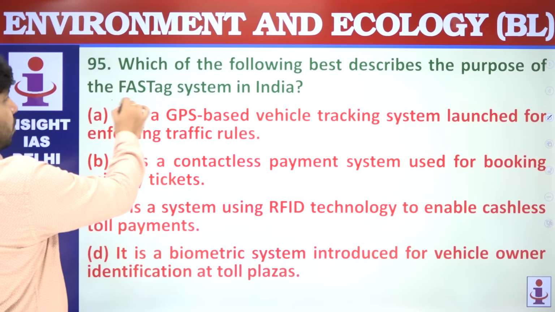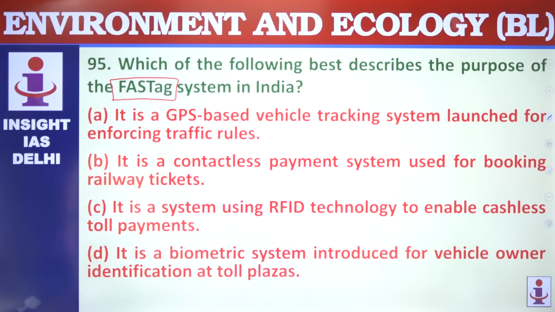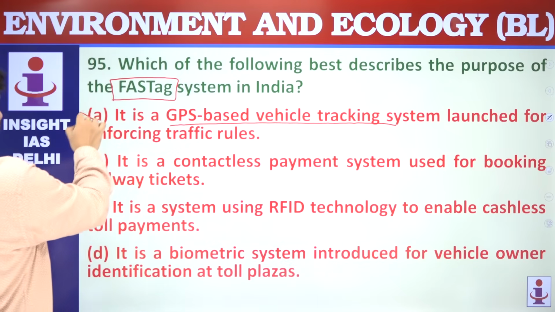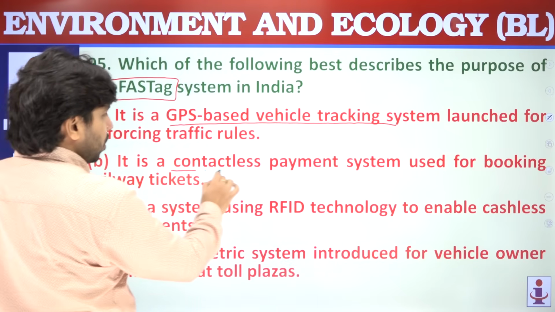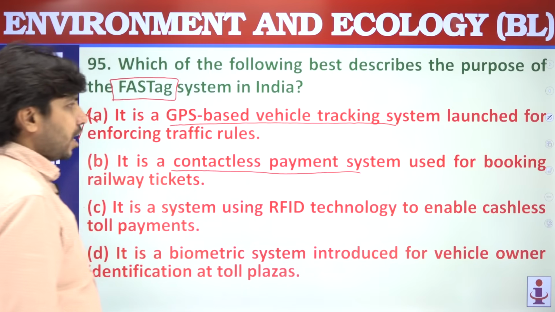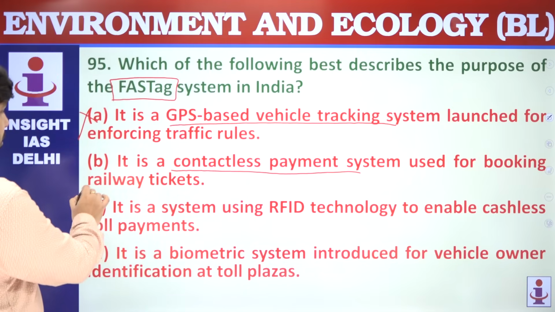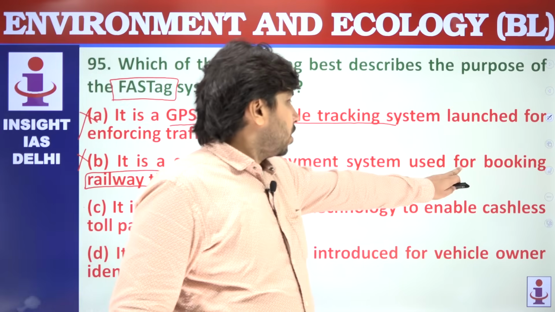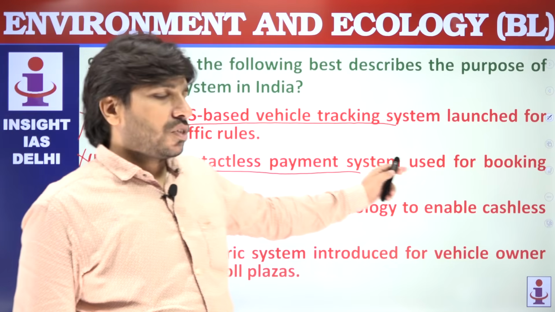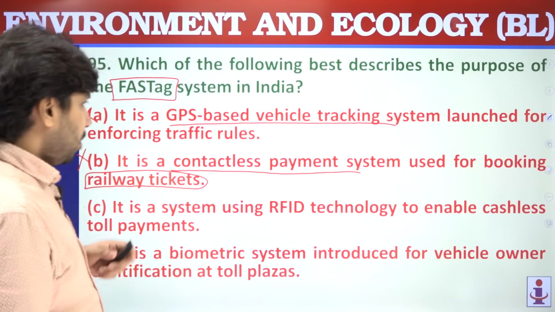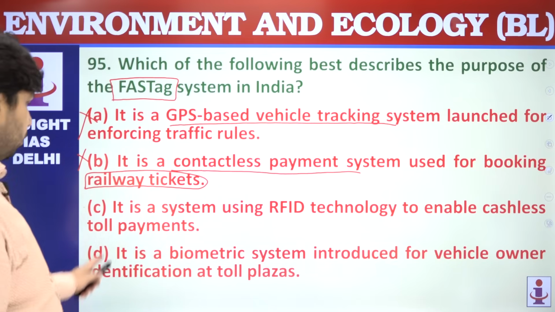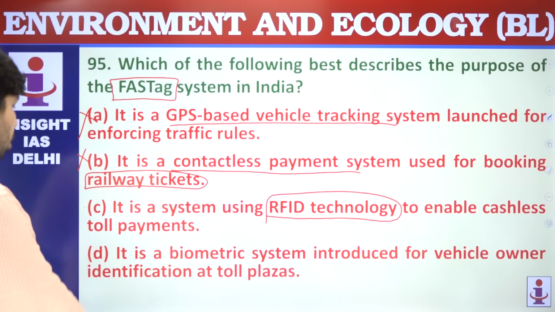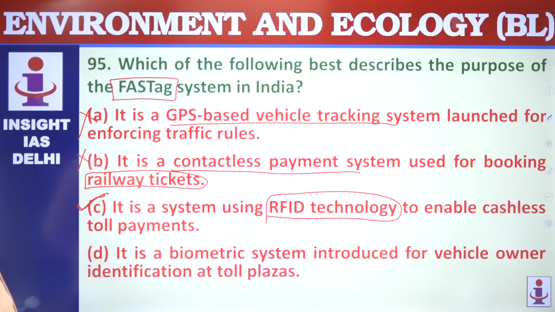Purpose of FASTag. FASTag you must have heard of. A GPS-based vehicle tracking system? No, this is not correct. A contactless payment system? FASTag is a payment system, this is also contactless, but used for booking railway tickets? This is not correct. So till here, it could be correct that it is a contactless payment system. FASTag is actually a contactless payment system, but it is not for booking railway tickets. It is a system using RFID technology to enable cashless toll payments. This statement is correct. So option C will be your correct answer.